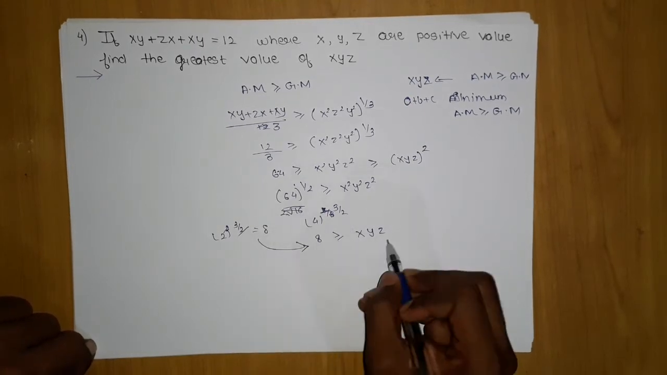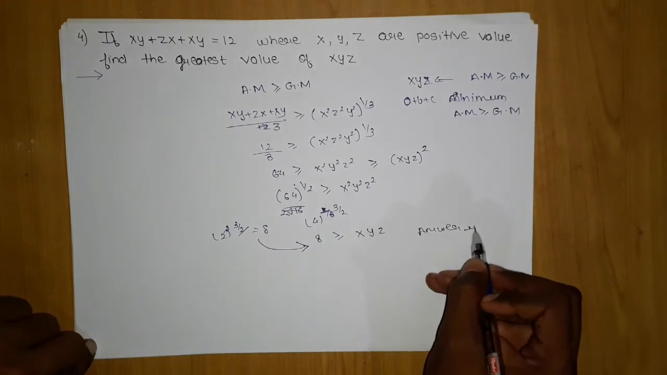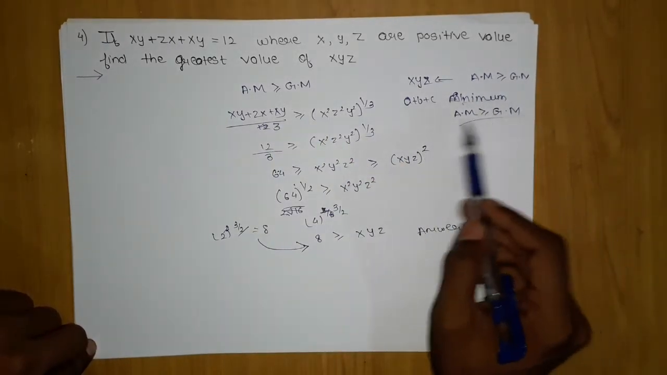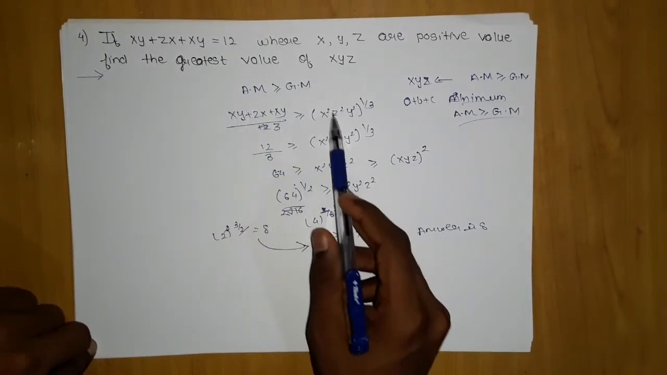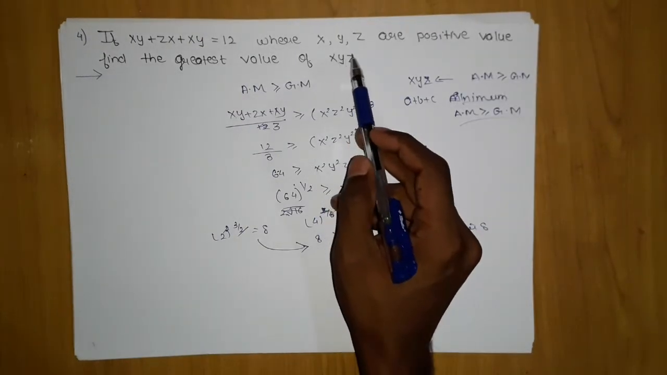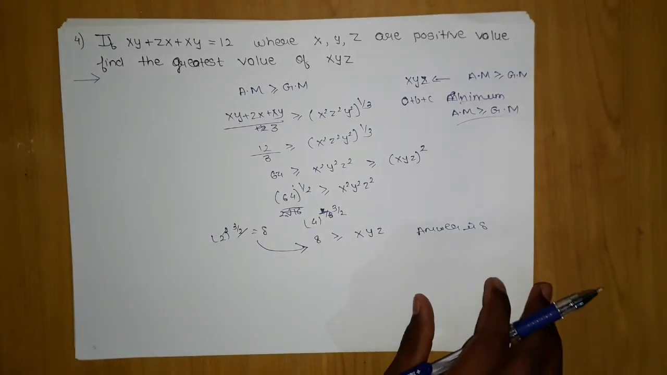So our answer, greatest value, is nothing but 8. Answer is 8. So how was AM greater than or equal to GM? We got the minimum hint. Then we applied it considering these three terms, because x square, y square, z square will come. And there were no power terms also, which was again more of a hint that we should take these terms only. And then we solved it.